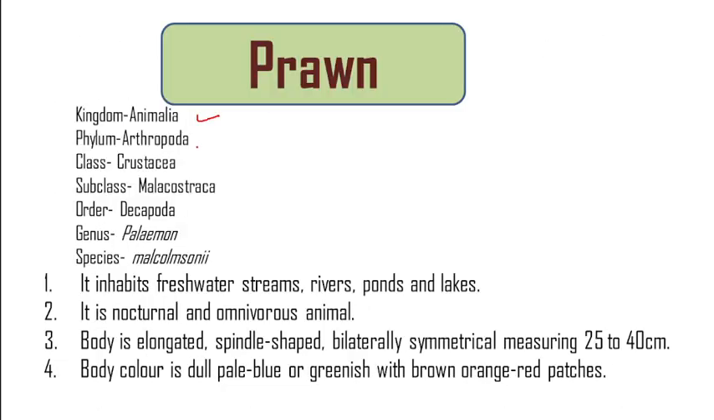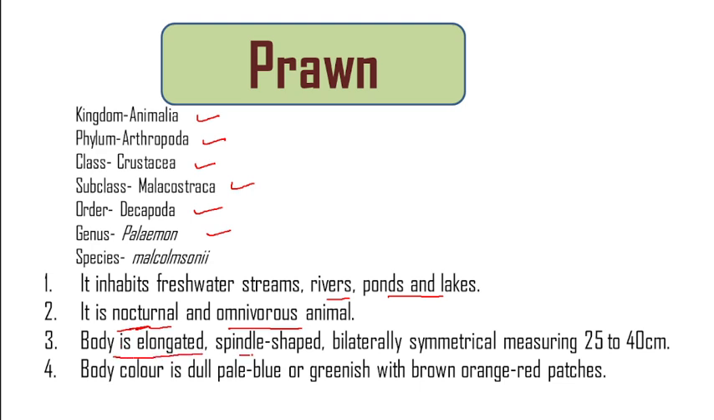Kingdom Animalia, phylum Arthropoda, class Crustacea, subclass Malacostraca, order Decapoda, genus Palaemon, and species malcolmsonii. It inhabits freshwater streams, rivers, ponds, and lakes. It is nocturnal and omnivorous. Nocturnal means it is active during the night.